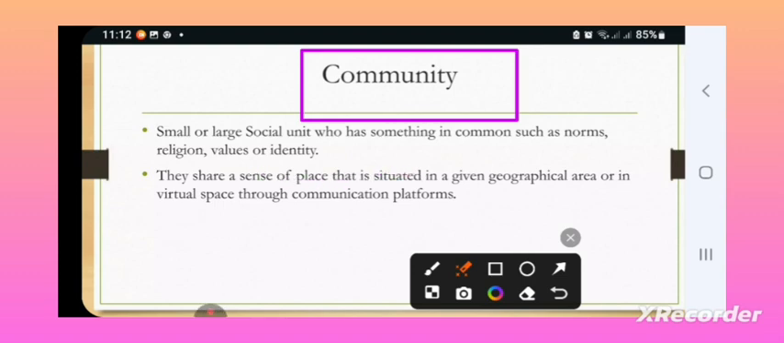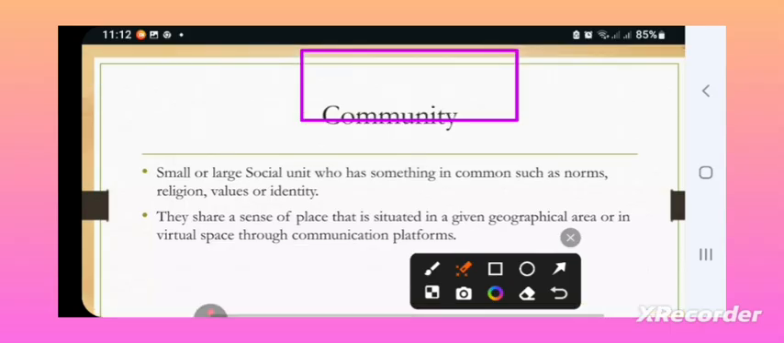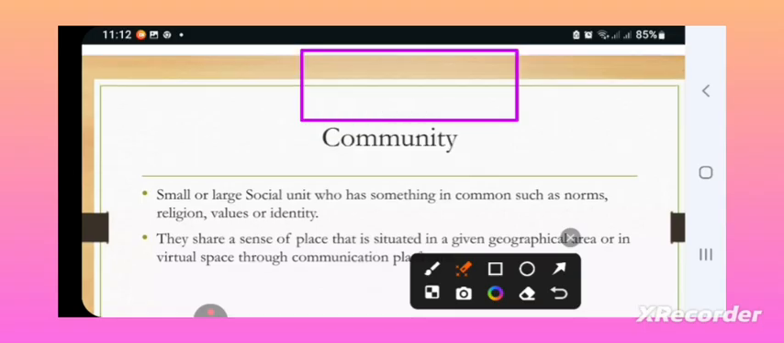Community: a small or large social unit that has something in common, such as norms, religion, values or identity. A community is fundamentally a group of people, a social unit who are connected by shared characteristics. These characteristics can be social, cultural or professional. This shared element is what binds them together.